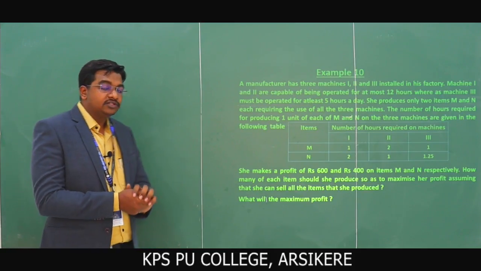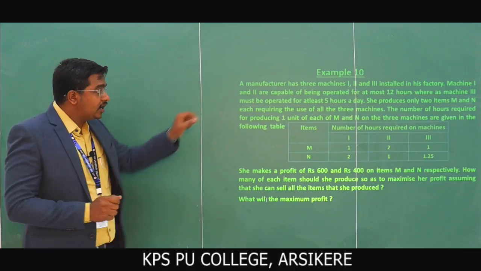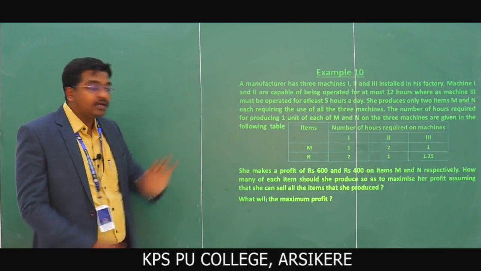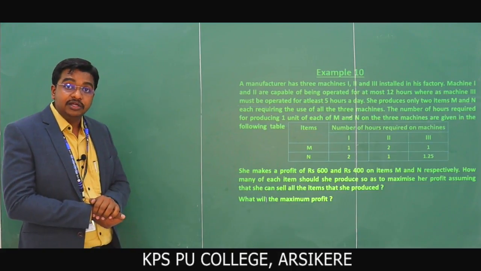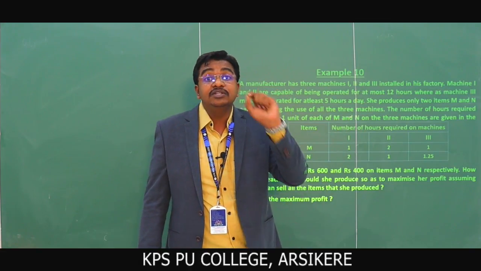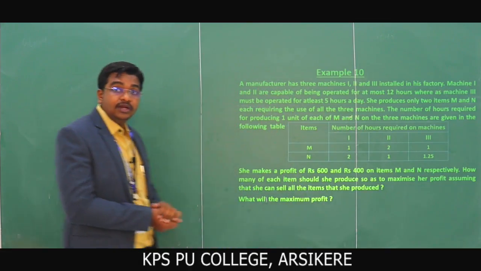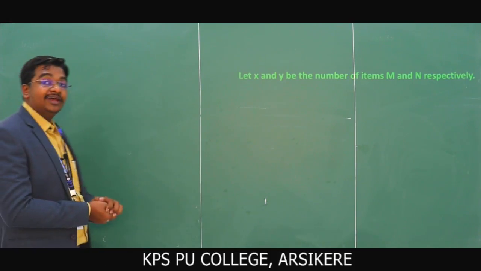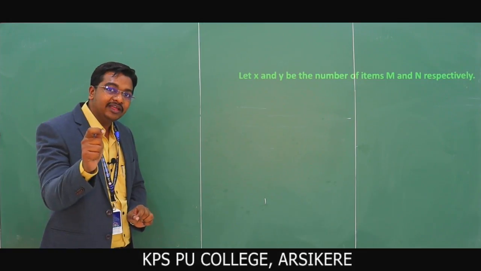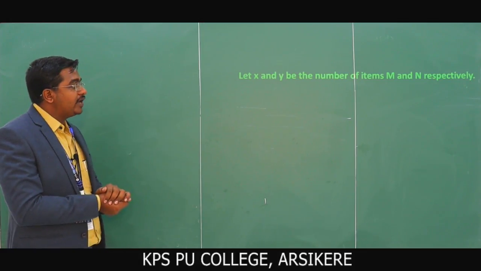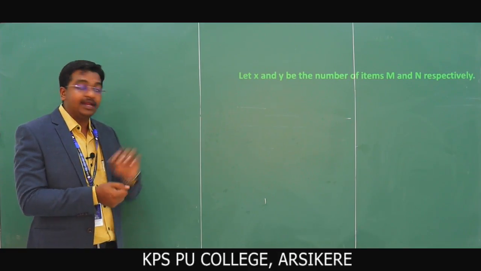Just observe here. First and foremost thing is to convert the entire problem to mathematical form. So for the mathematical form, first observe here. First you take the decision variables. So what are the decision variables? You have to take non-negative decision variables, x greater than or equal to 0 and y greater than or equal to 0. So here we take the decision variables x and y. They are the decision variables and they are non-negative. Let x and y be the number of items M and N respectively.